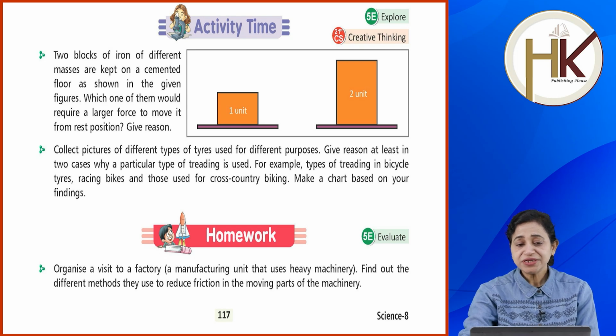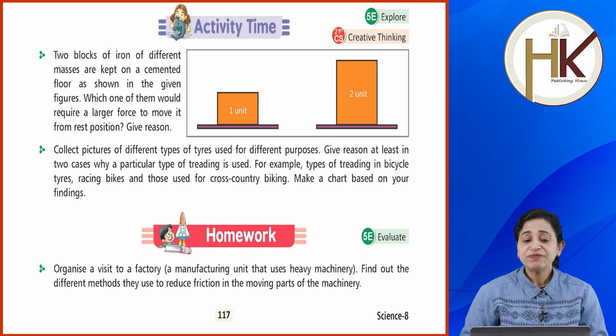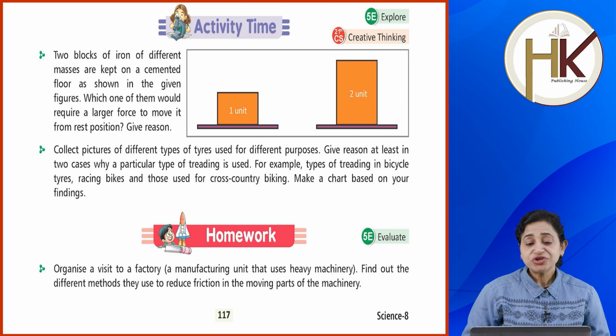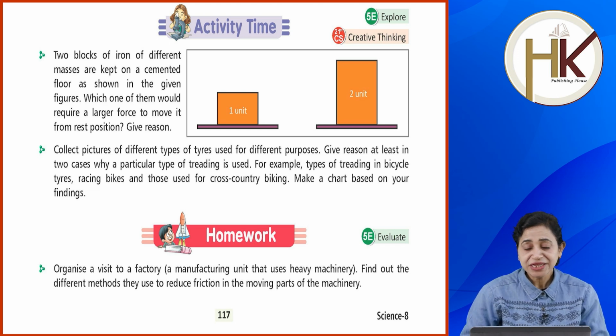Activity 1: Two blocks of iron of different masses are kept on a cemented floor as shown in the given figures. Which one of them would require a larger force to move it from rest position? Give reason.